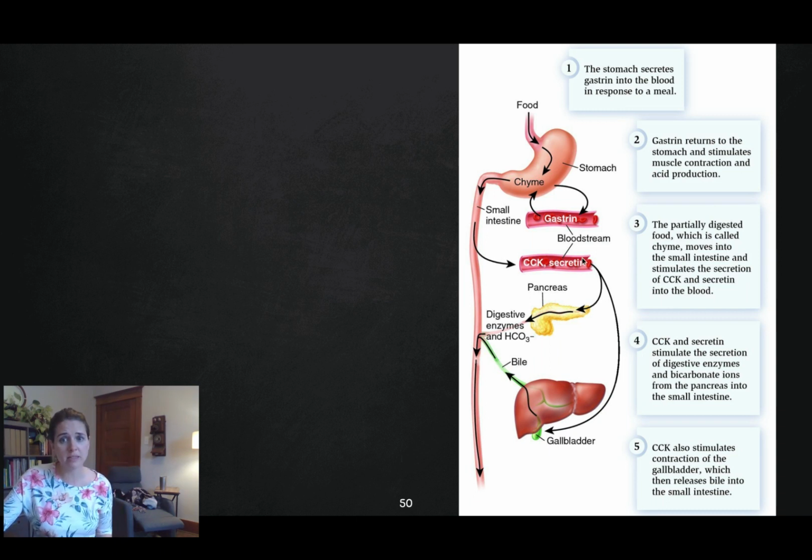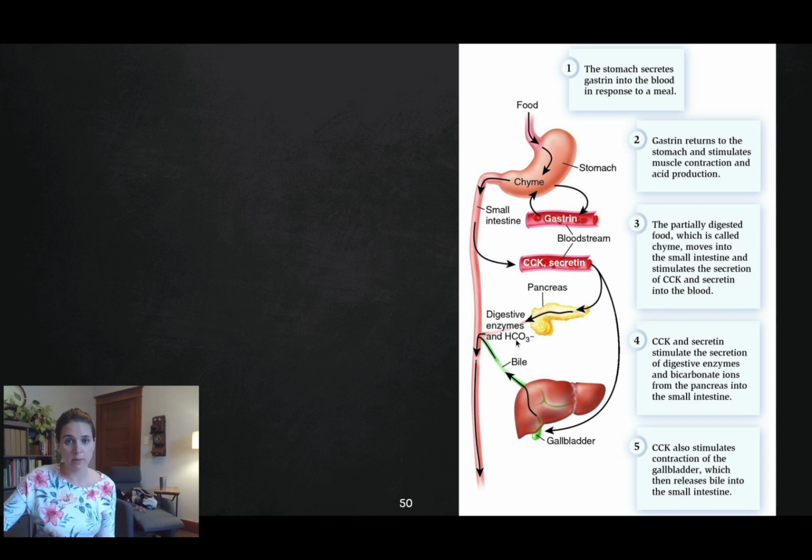But once in the small intestine, we're going to see these other hormones, CCK and secretin, being released, along with one other, GIP, that's not listed on this picture here. But this picture isn't in your notes. Just found it online. I thought it was a nice graphic of what we're going to go through.